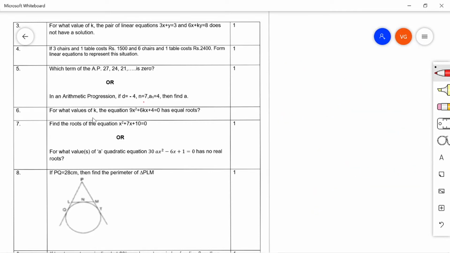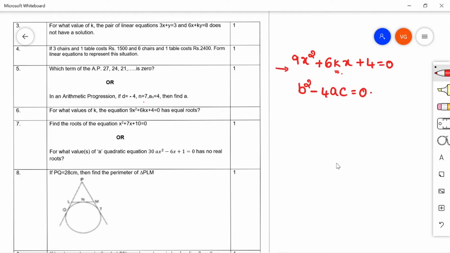Next is question number 6. For what value of k does the equation 9x square plus 6kx plus 4 is equal to 0 have equal roots? Write down the equation 9x square plus 6kx plus 4 is equal to 0. This is a quadratic equation. You need to find the value of k such that the equation will have equal roots. The condition for equal roots is b square minus 4ac is equal to 0.